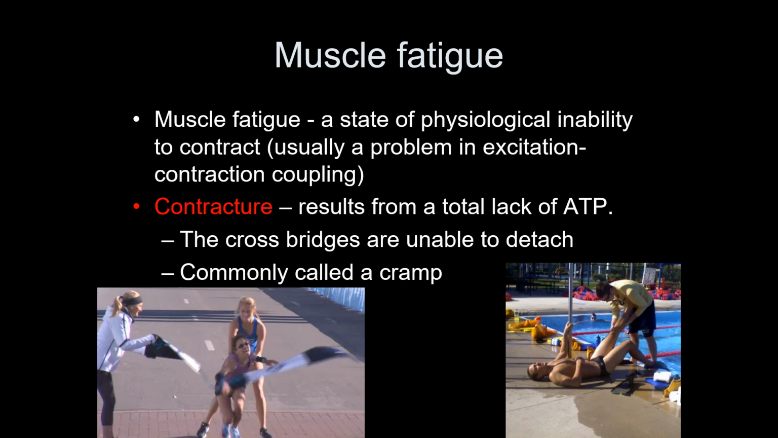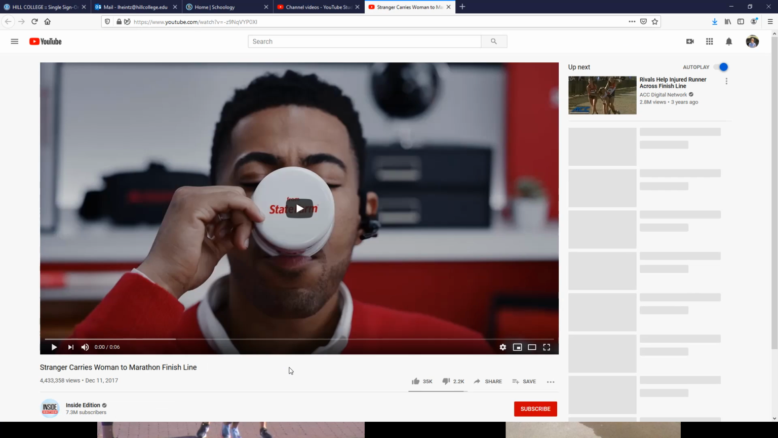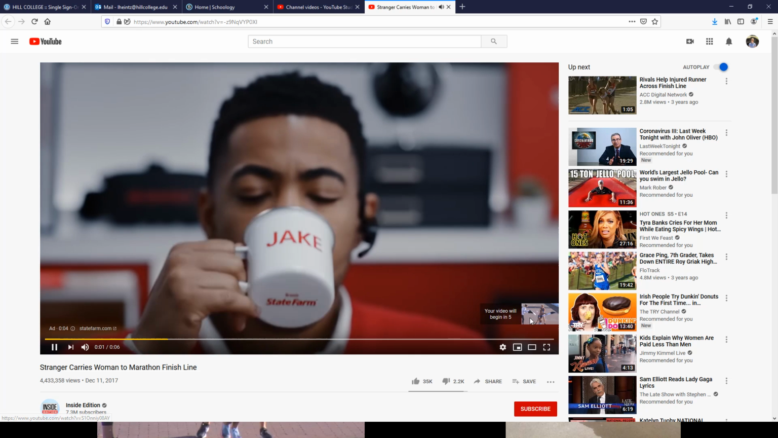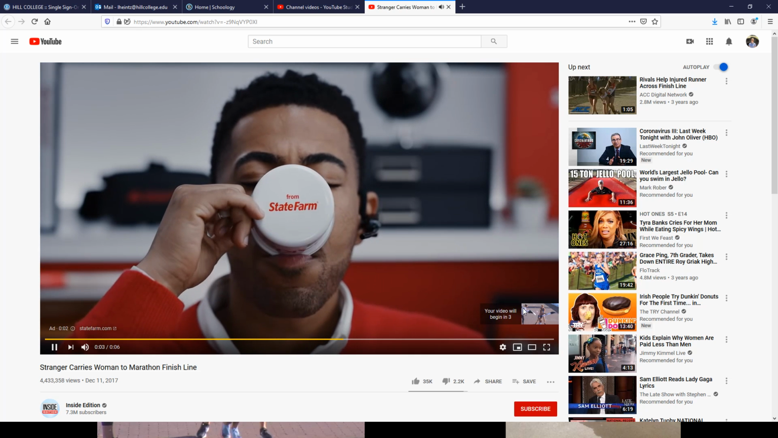Muscle fatigue is the inability to continue contracting. This is not the same thing as I'm just tired and I don't feel like it anymore. This is your muscles literally can't even. I don't know if you guys remember this story, but this woman was trying to run the Dallas Marathon, if I remember correctly. She really wanted to finish that race. Her muscles could not do it anymore. And so this is what muscle fatigue looks like after I get done with this ad.